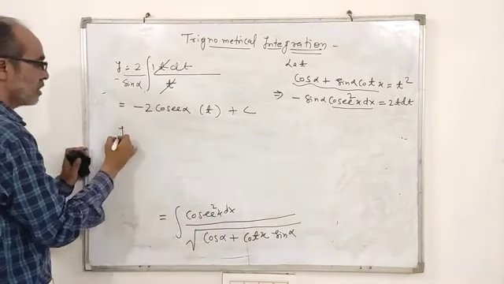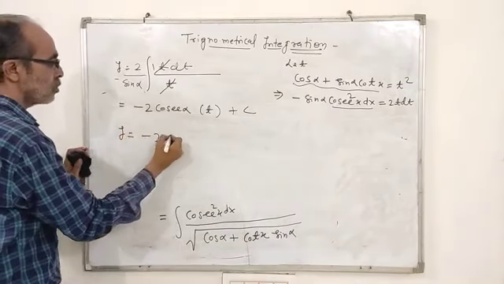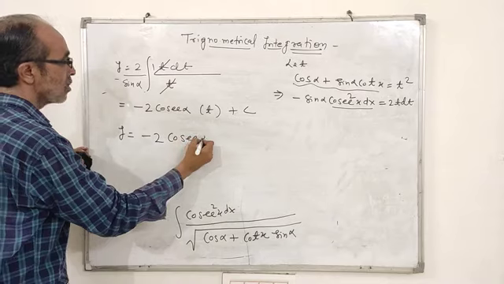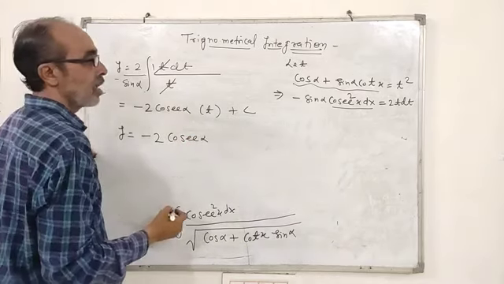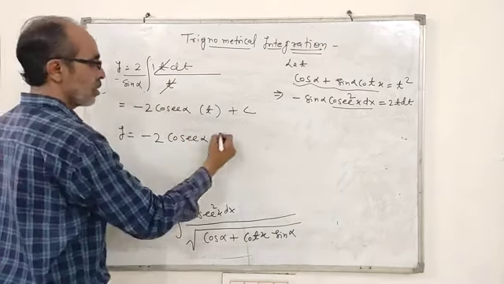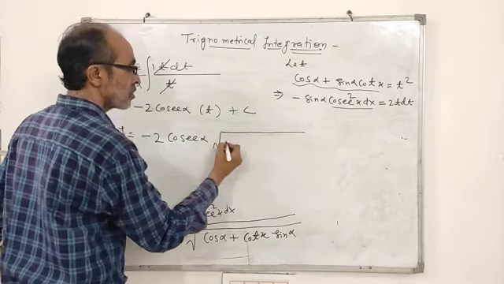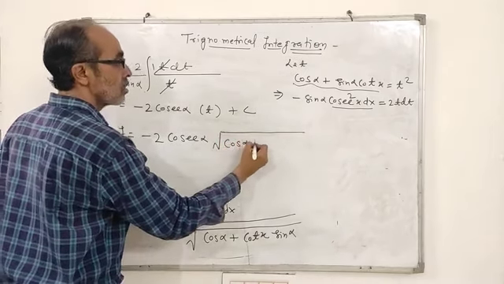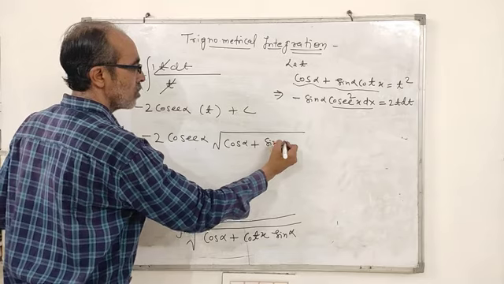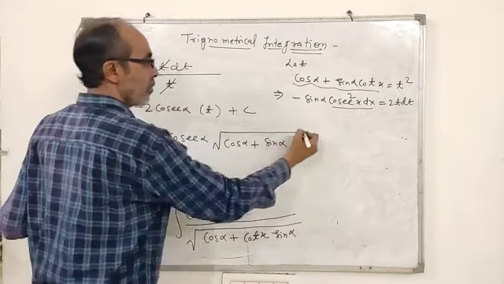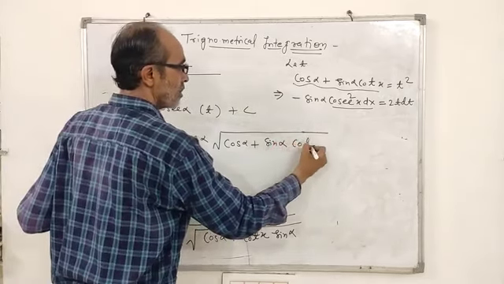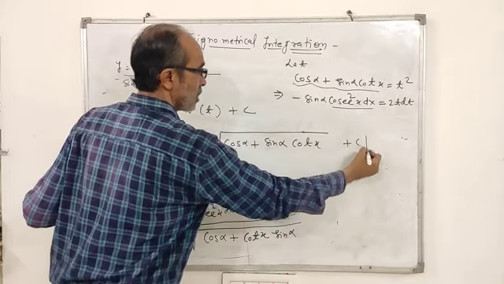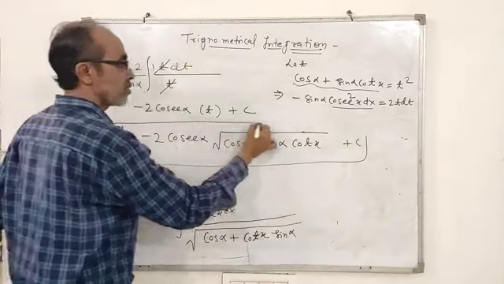So our solution is minus 2 cosec alpha and root of (cos alpha plus sin alpha multiplied with cot x) plus the indefinite constant c.